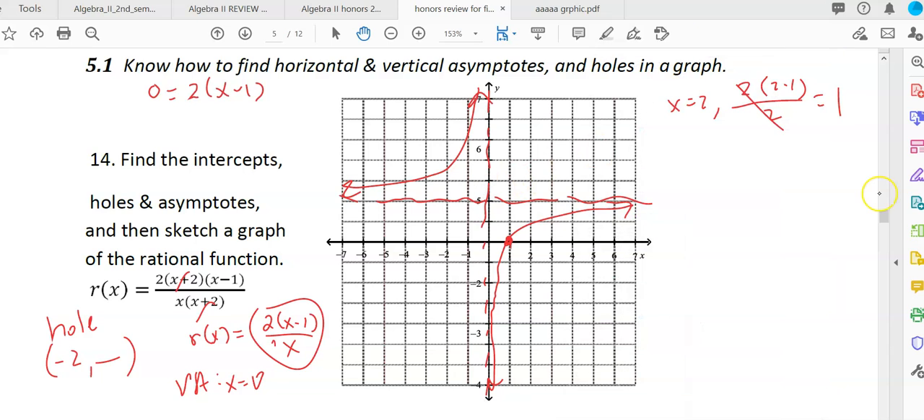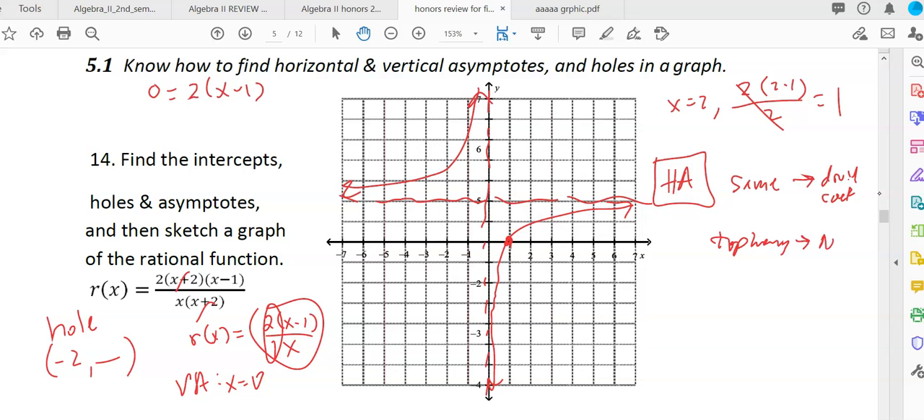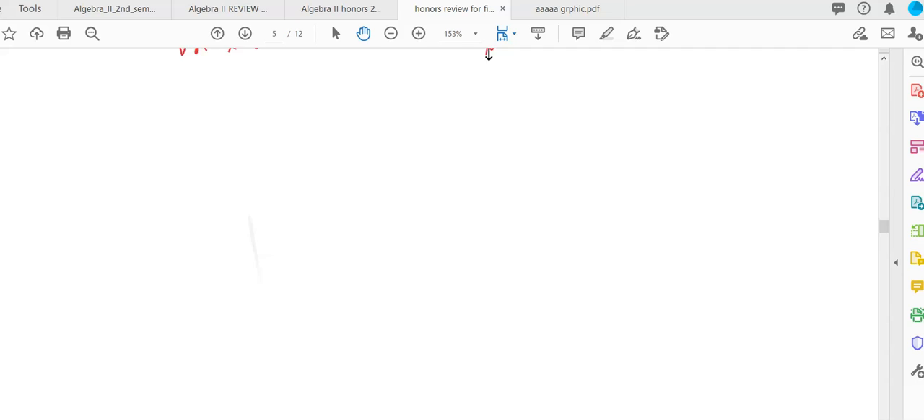So the 3 cases are for horizontal asymptotes. If it's the same degree, which this one was, you divide the coefficients. So x first, so you divide 2 divided by 1. If it's top heavy, so if the degree in the top is bigger, like x squared over x, there is no horizontal asymptote. If it's bottom heavy, it's always y equals 0. So those are the 3 cases. So you definitely should be looking for horizontal asymptotes on those kinds of problems.